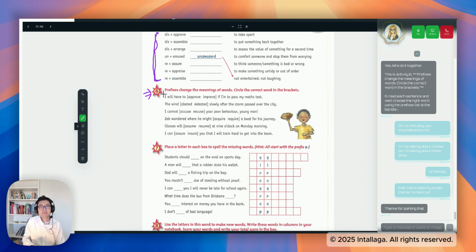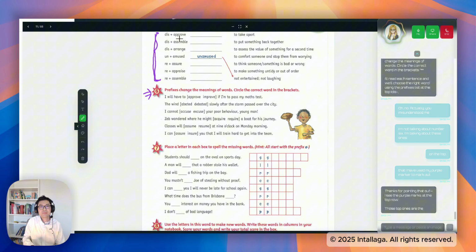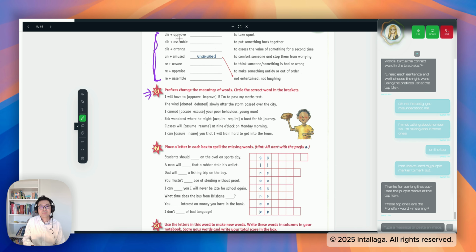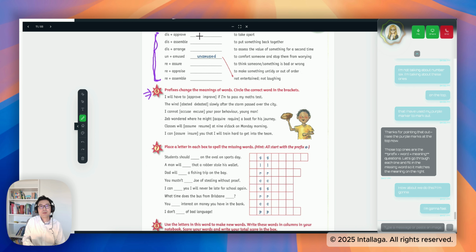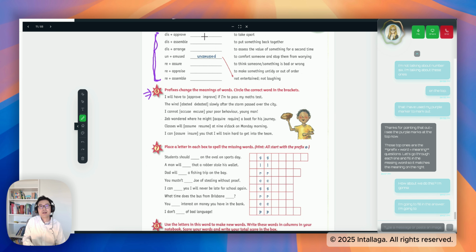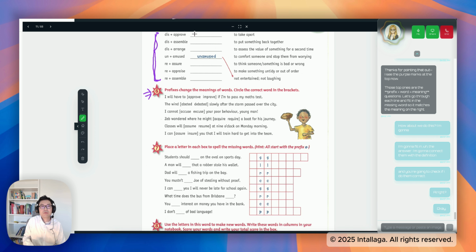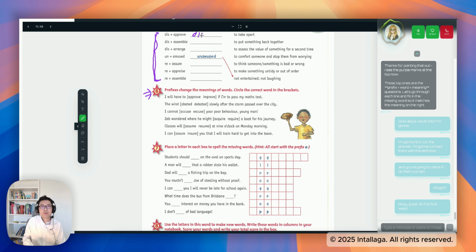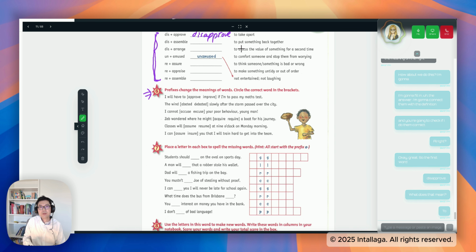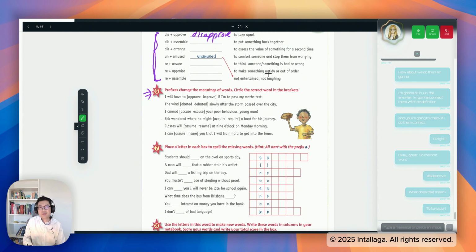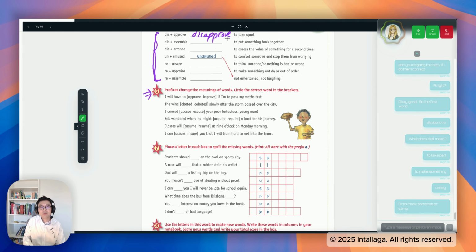Thanks for pointing that out. I see the purple marks at the top now. Those top ones are the prefix plus word equals meaning questions. I'm going to connect them with the definition and you're going to check if I do them correctly. Great. So the first word, disapprove. What does that mean? To take apart something, or to make something untidy? Oh, to think someone or something is bad or wrong.